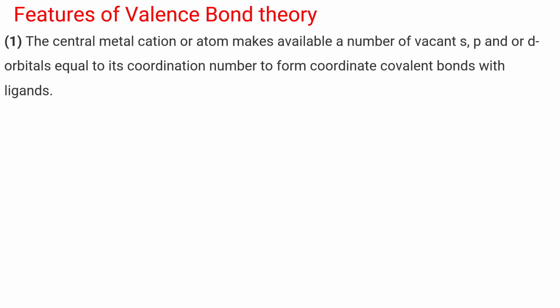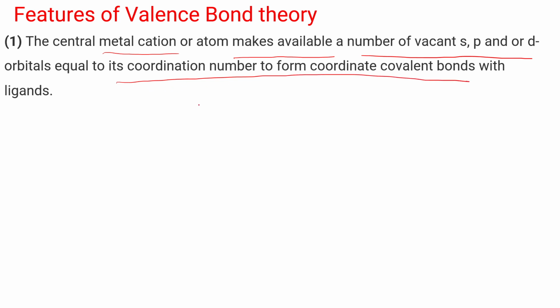The central metal cation or atom makes available a number of vacant s, p or d orbitals equal to its coordination number to form coordinate covalent bonds with the ligand. Coordination compounds are generally formed by the d block elements.